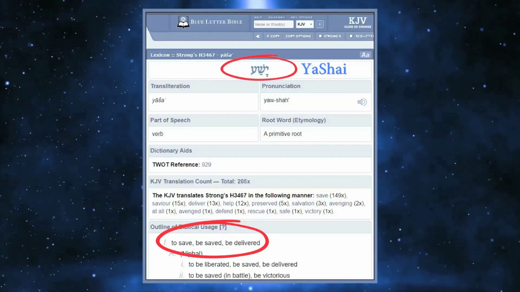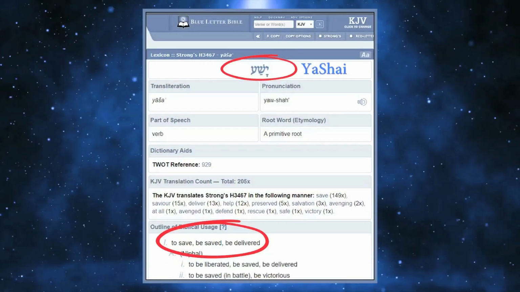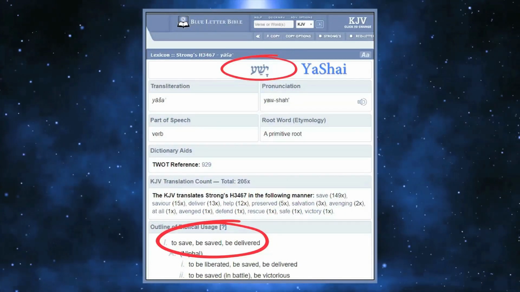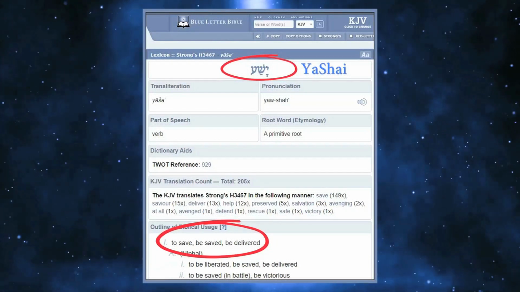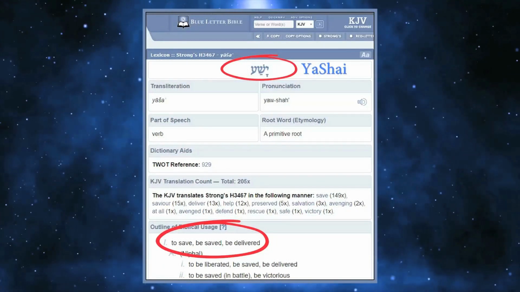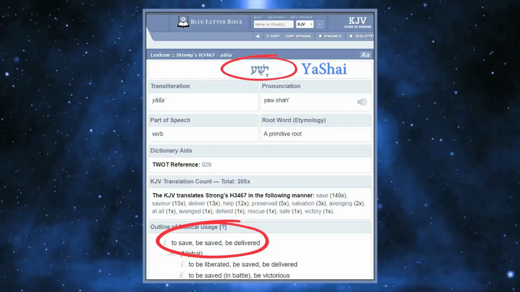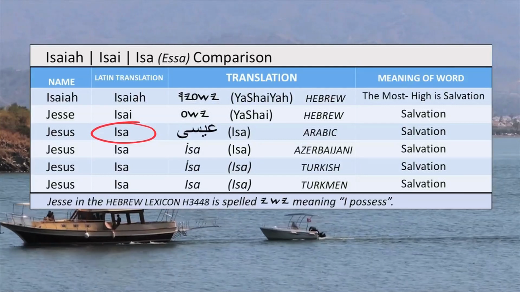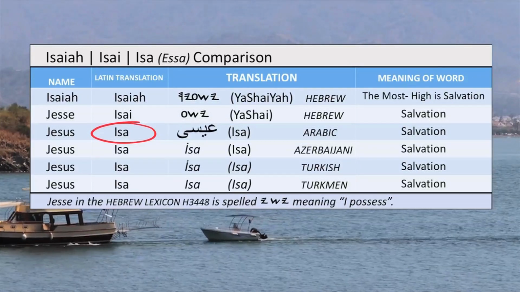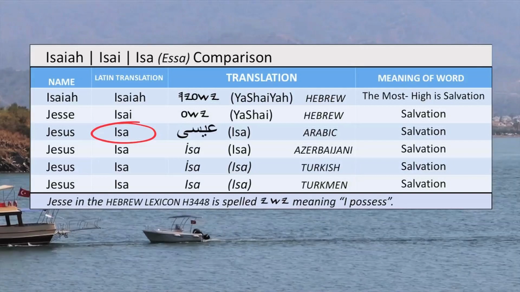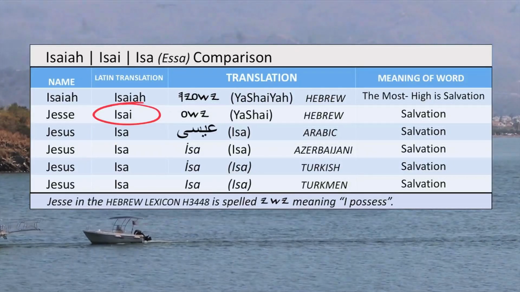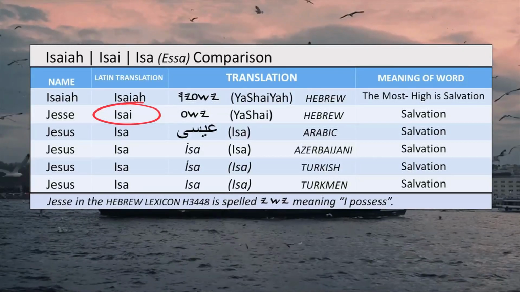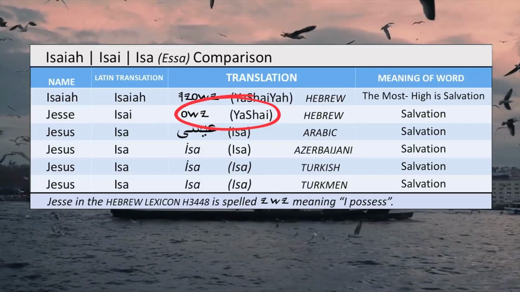Refer to Hebrew lexicon H3467. The Greek word Iesous translates to the Hebraic word Yeshai. According to the Hebrew lexicon H3467, the word Yeshai means salvation. The word Isa is the pronunciation for the name Jesus in several languages. The spelling of the word Isa is coming from the Latinized prefix Isai. When we convert the Latin prefix Isa back to the Hebrew, we arrive at the Hebraic word Yeshai.